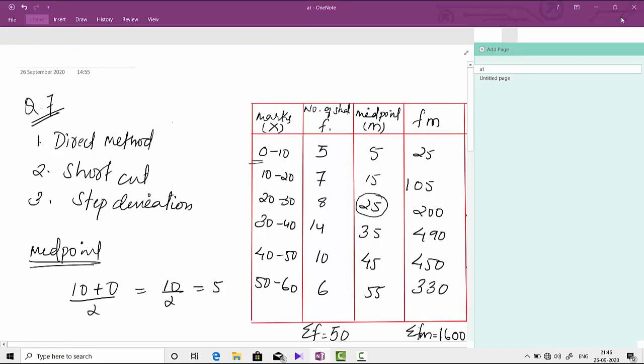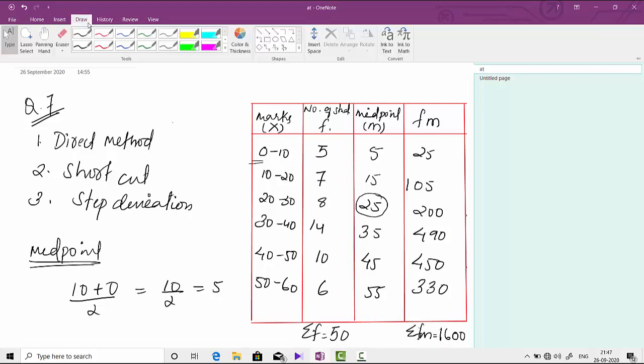To make it very clear, let's do it like this. For the first method, the direct method, kindly write it down: the value of x, the class intervals 0 to 10, 10 to 20, 20 to 30, 30 to 40, 40 to 50, and 50 to 60. The frequencies given are 5, 7, 8, 14, 10, and 6. You have to calculate the midpoint here. So how do we calculate the midpoint? We calculate the midpoint by adding the upper limit plus lower limit divided by 2.